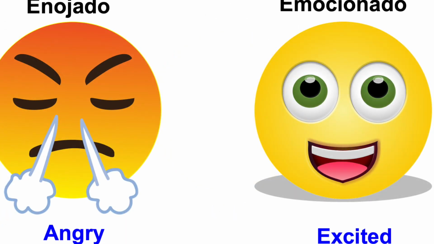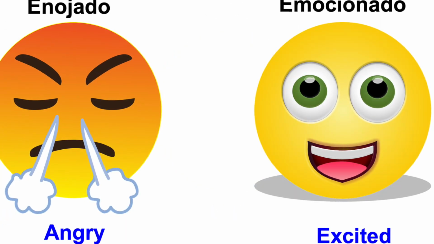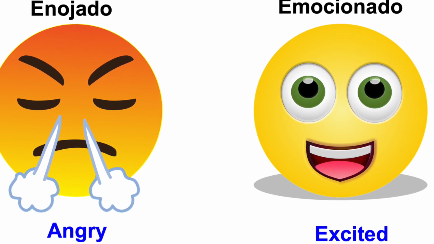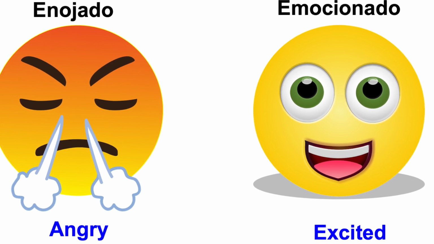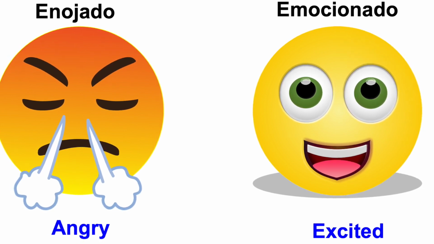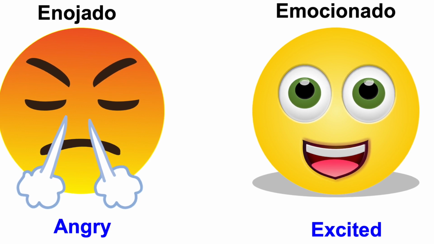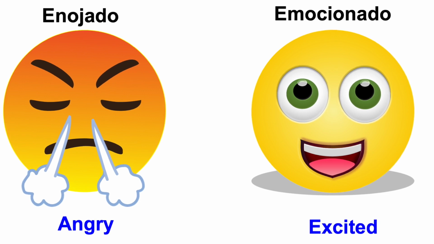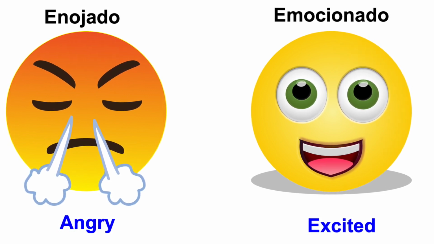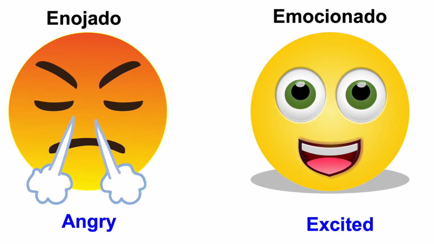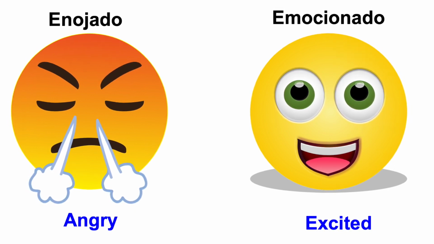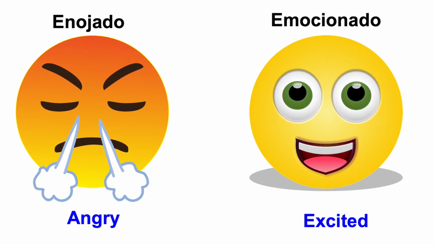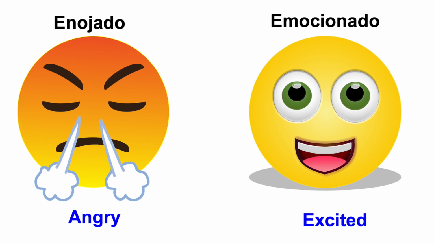Next we have two different emotions. The first one, you see the smoke coming out of, we don't know where this emoji's nose is, but they're obviously angry, right? So in Spanish, we're going to say enojado. Repeat, enojado. Estoy enojado. I'm very angry. Then we have emocionado. You may remember this word because when we talked about boy and girl endings in Spanish, we used emocionado, which means very excited.